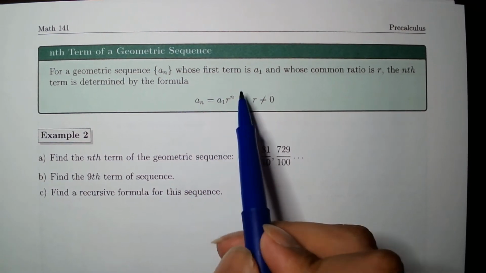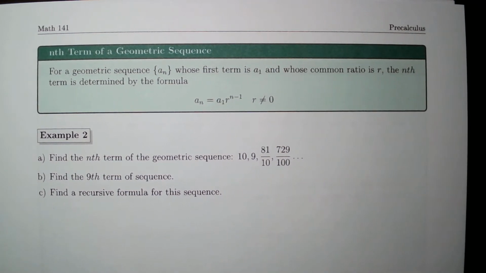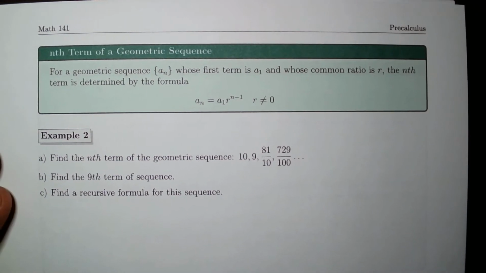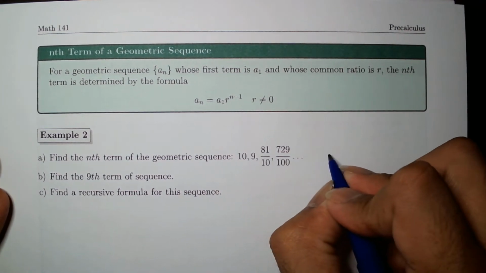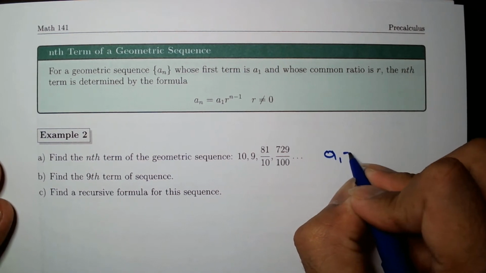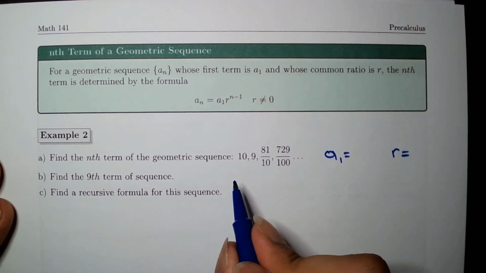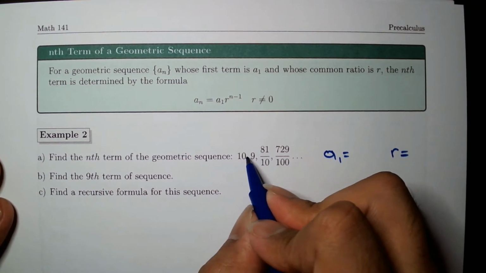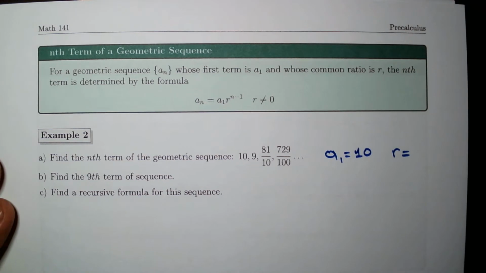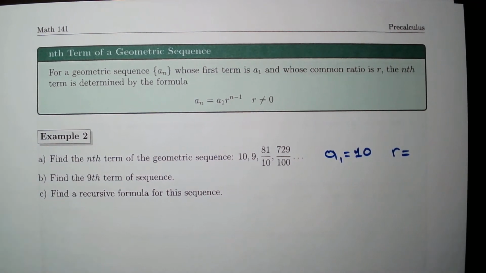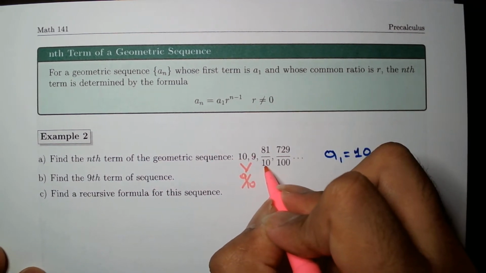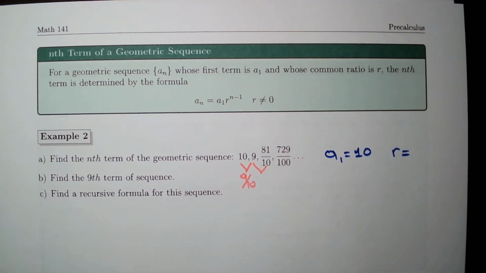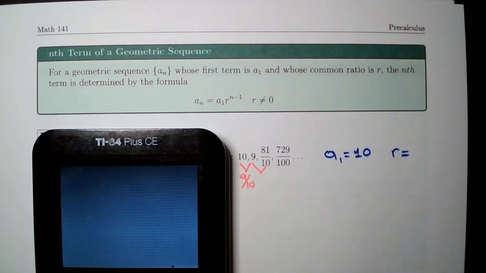You want to use a formula where you can just plug in n, the number of the term that you want. So just use the formula to find the nth term of the geometric sequence. For the nth term, we need two elements: a sub 1, the first term, and the common ratio. The first term, a sub 1, is 10. That's fine. But now what about the common ratio? 9 over 10, that's 9 tenths. What about 81 over 10 divided by 9? Let's see if we get the same 9 over 10. So let's see.